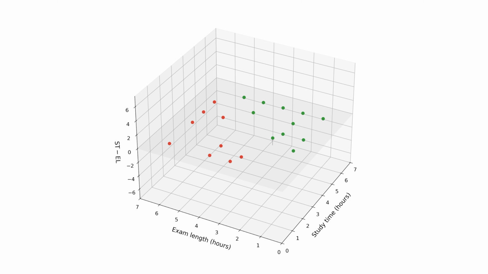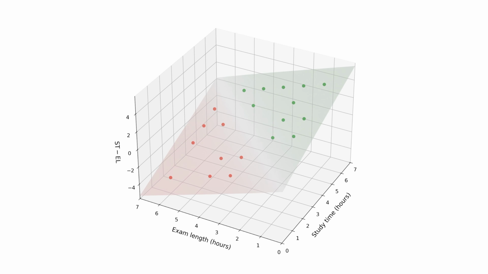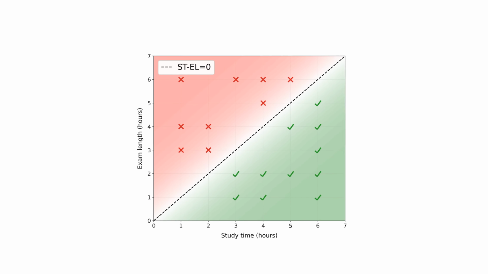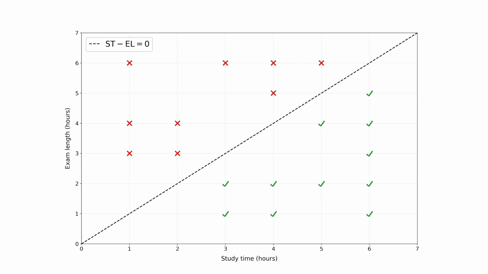Now, for any student, we can plug in their study time and exam length and get a score that represents how much work they put in. Positive means they did more than the bare minimum, negative means they fell short. And we can turn that work into a probability of passing using the sigmoid function. Moving the line is the same as changing how we define that bare minimum amount of work.